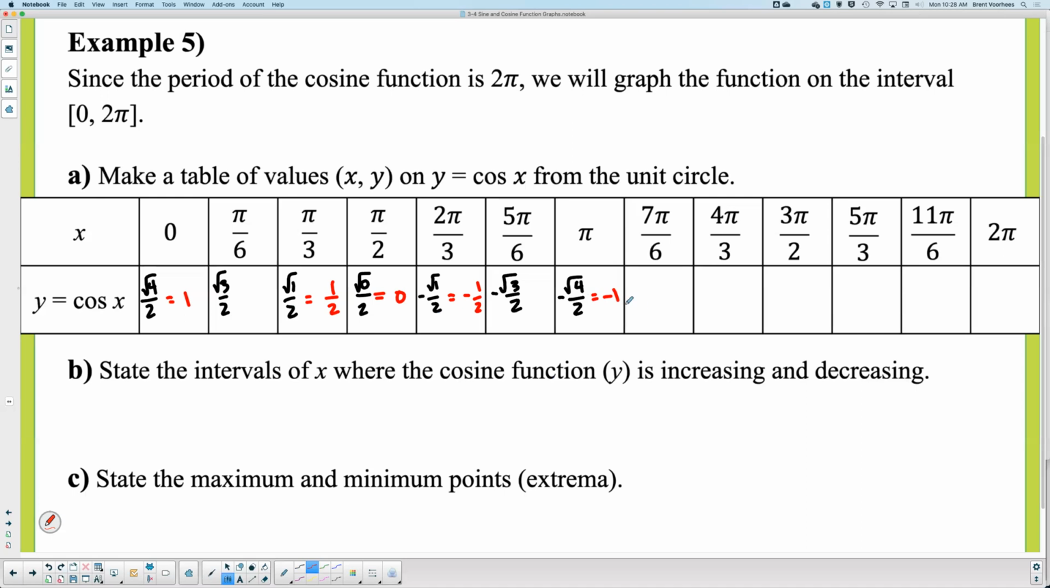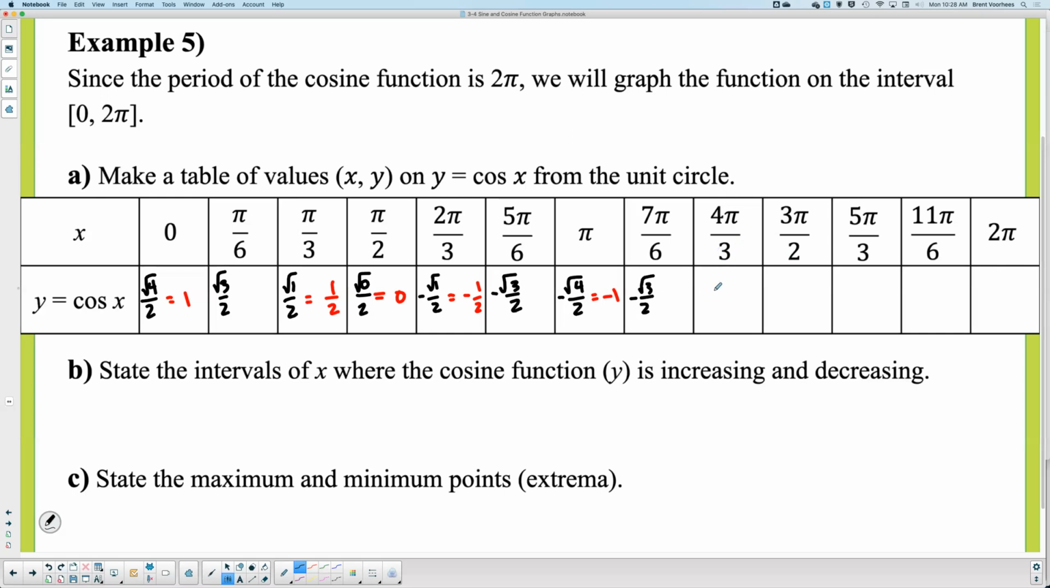So I say repeat, but these values go in the opposite order. So 7 pi over 6, which finger is that? Ring, bend your ring, flip your hand. We now have negative square root 3 over 2. We're in the third quadrant right now. That does not reduce.